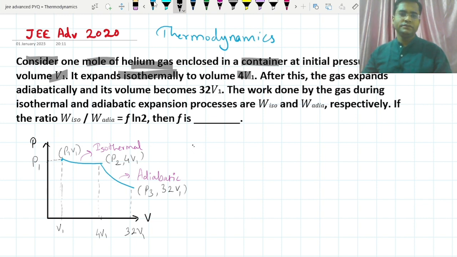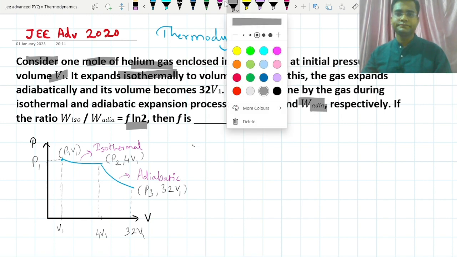Work done by the gas during isothermal and adiabatic expansion are W iso and W adiabatic. So these are the work done in isothermal and the work done in adiabatic. What we have to find is the ratio of these two, and that ratio is equal to F log 2, and here we have to find what is F. Let's see how to do that.